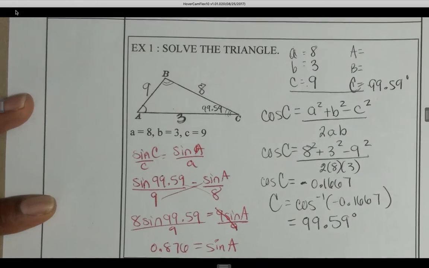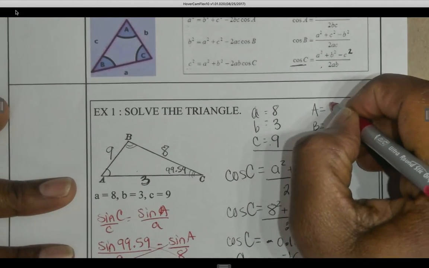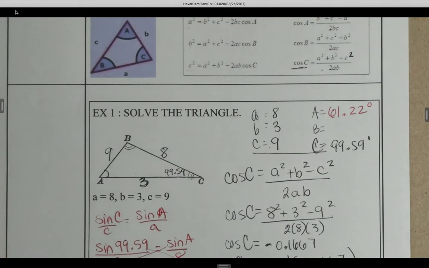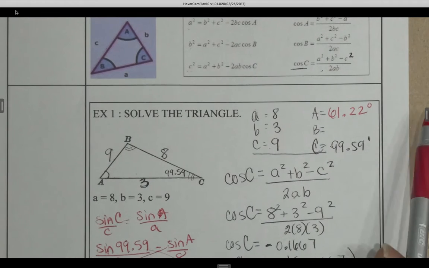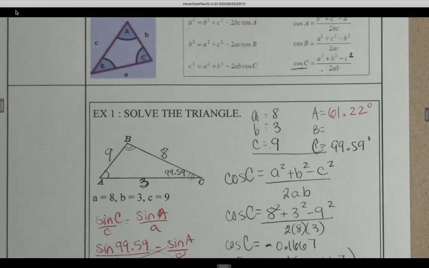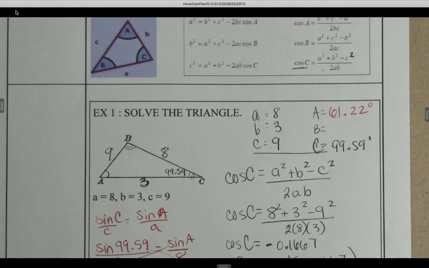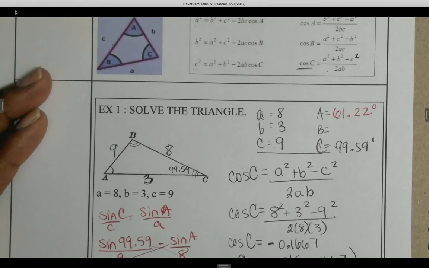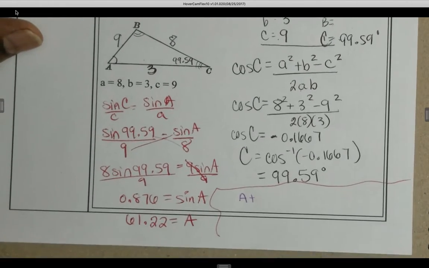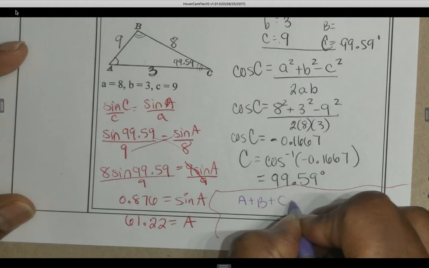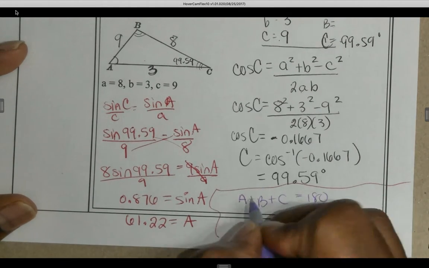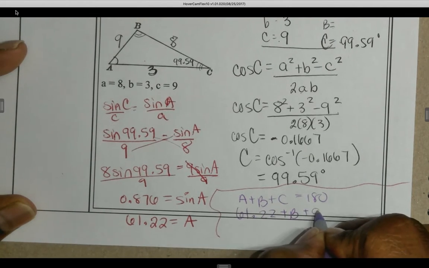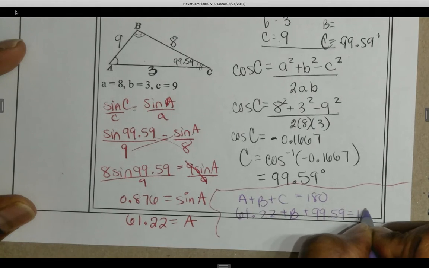All right, so I already have the largest angle. Now I have the medium angle because it's across from the medium side. And I don't need any law of sine or cosine to find B. All right, I can just use the fact that all three of these are supposed to add up to 180. Think about A plus B plus C equals 180. All right, and I already have A as 61.22. I don't know B yet. I have C as 99.59. All that's supposed to equal 180.